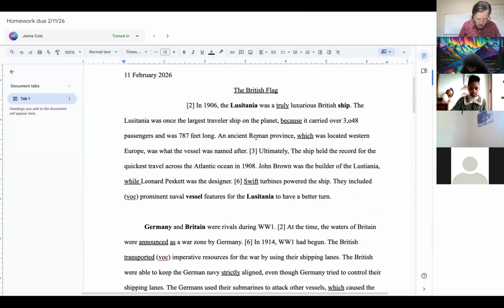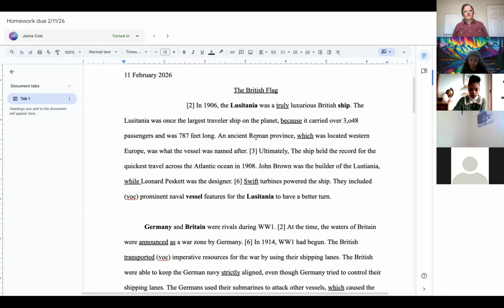The British flag. In 1906, the Lusitania was a truly luxurious British ship. The Lusitania was once the largest traveler ship on the planet because it carried over 3,048 passengers and was 787 feet long. An ancient Roman province, which was located in Western Europe, was what the vessel was named after. Ultimately, the ship held the record for the quickest travel across the Atlantic Ocean in 1908.